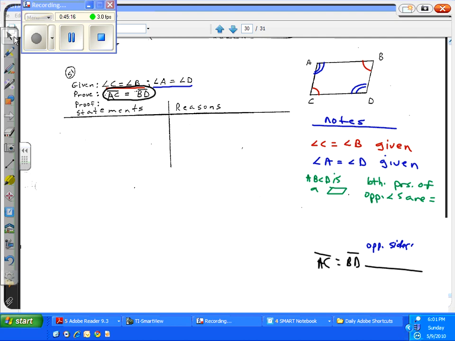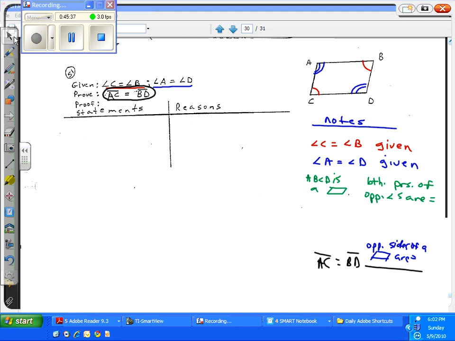opposite sides of a parallelogram are equal. Let's say, wait, that looks like we got it. Well, how do we make sure that we have all of the statements we need and all of the reasons are right and it's in the order that we need it to be in?